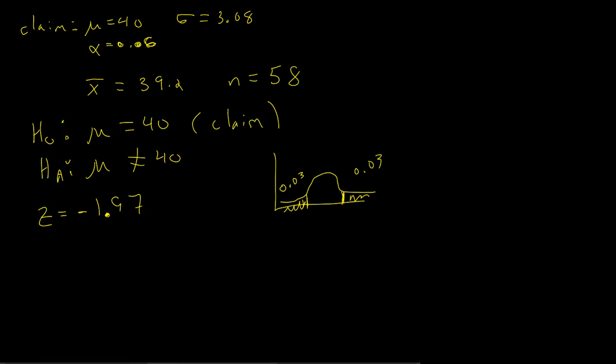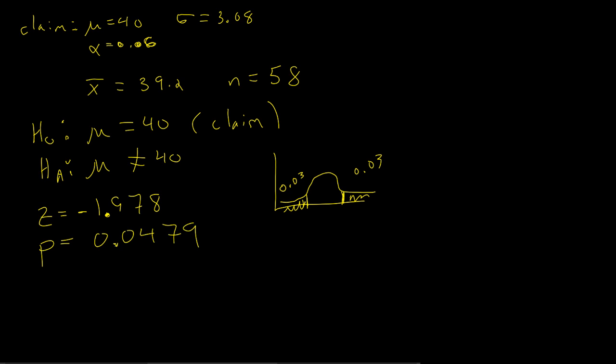So let's put these two in here so we can look at both of these. So our z is negative 1.97. I'm going to keep the 8 for right now. And our p-value is 0.0479.